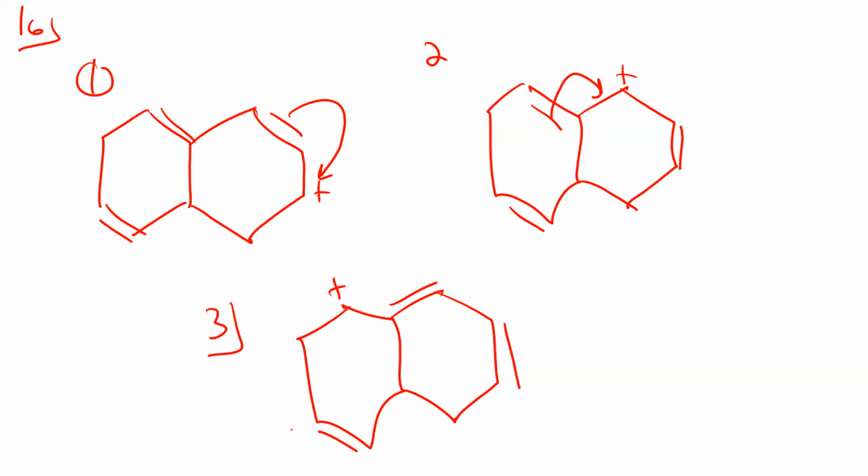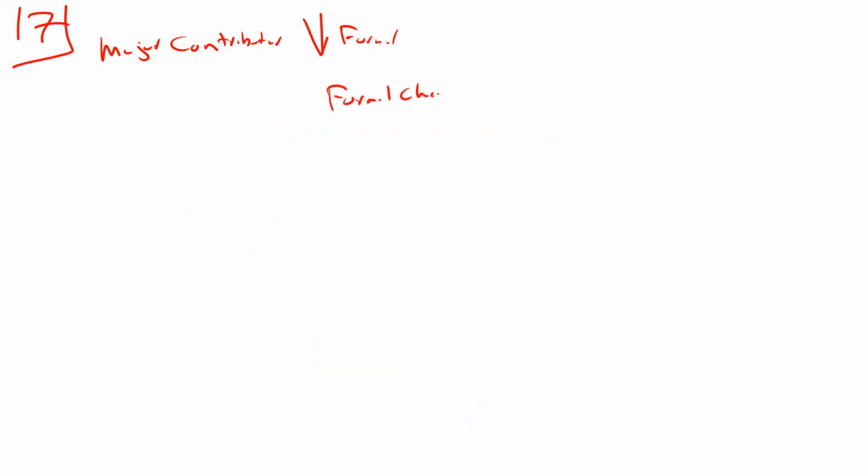Let's go on to 17. It says identify the major and minor resonance contributor for the formate anion, HCO2 minus. Remember, for the major contributor, you want to decrease formal charges, and formal charges go on the more electronegative atom. And remember, electronegativity increases as you go up and to the right.